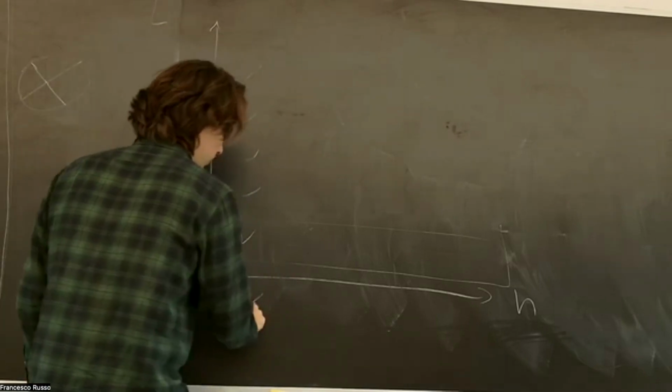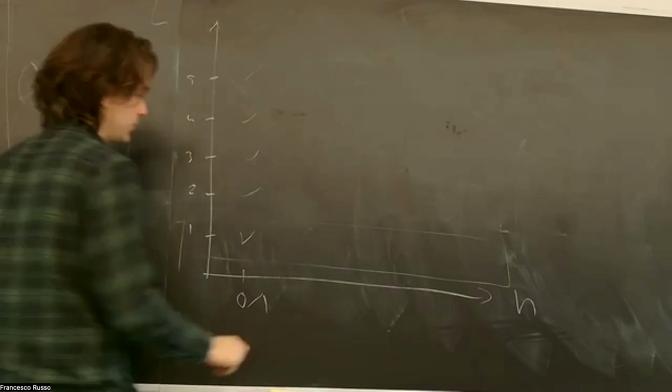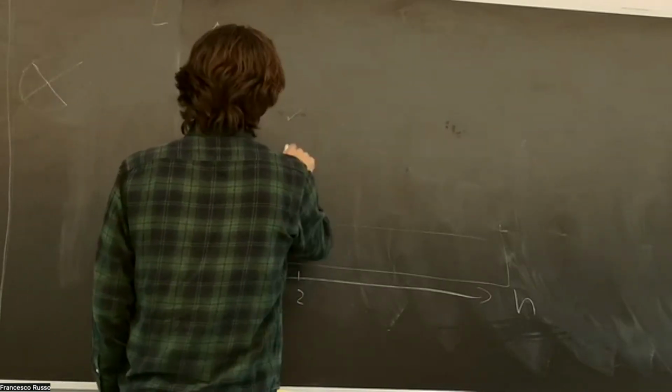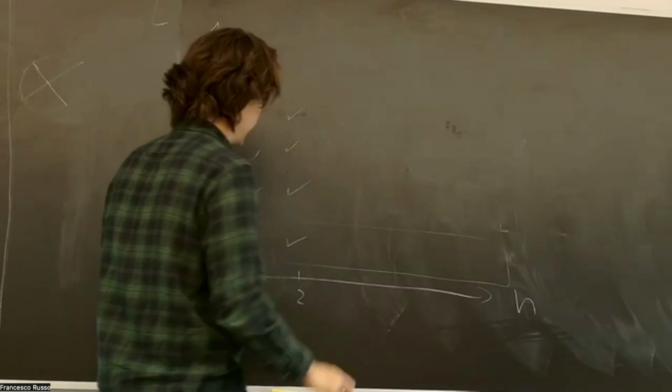And then this is 0 or 1. These are essentially for 2. Then people can go essentially up until 4 loops. Maybe some examples at 5 loops.